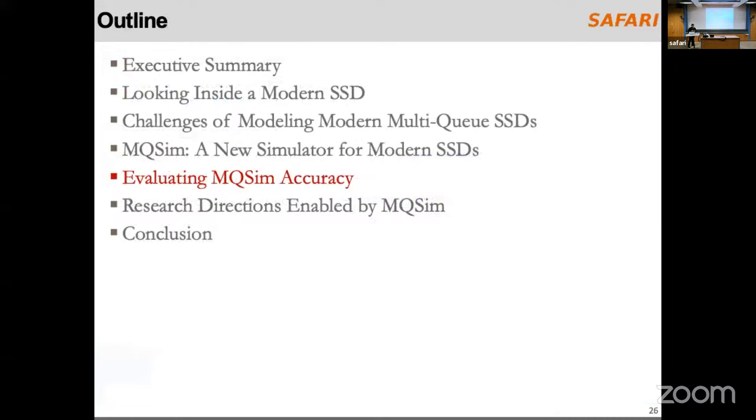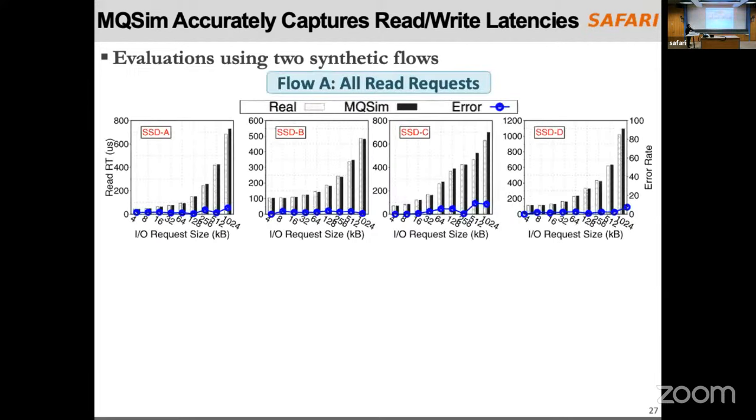Now let's look at evaluating the accuracy of MQSim. We evaluate using two synthetic flows, which means these workloads are generated by the simulator itself. Along with running external workloads in MQSim, you can also generate your own workload by giving the workload distribution and many such characteristics. If you take a look at the repo, you can look at generating your own workloads. Here we see one of the flows where there are only read requests, for different SSDs. What we see here in white are the values for the real SSD, and we show the read response times, and MQSim is shown in black. If you look at all these bars, they are similar in value with a few differences.